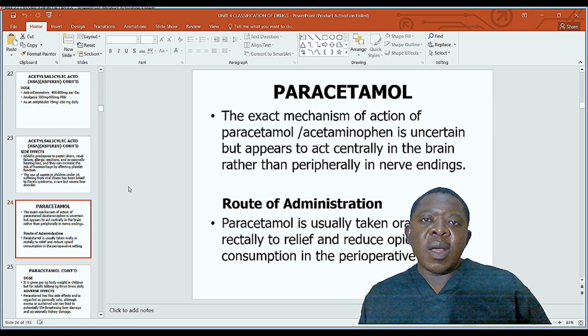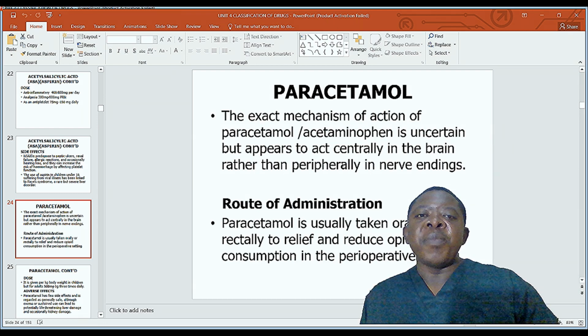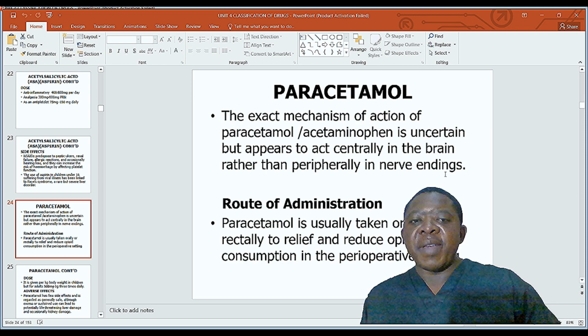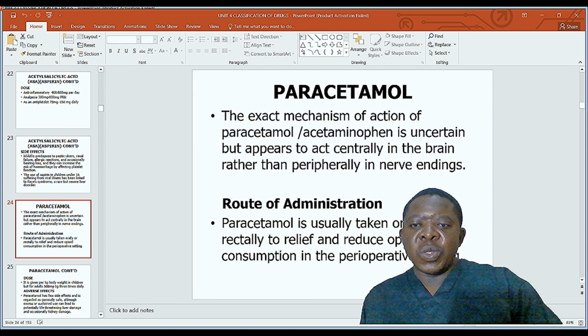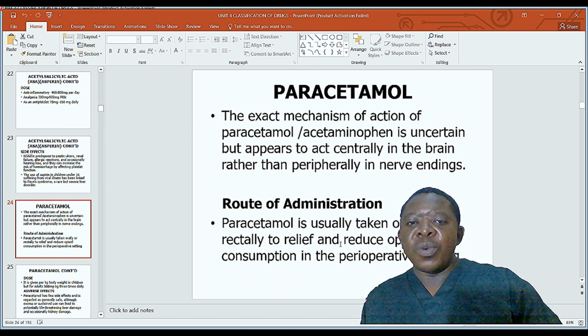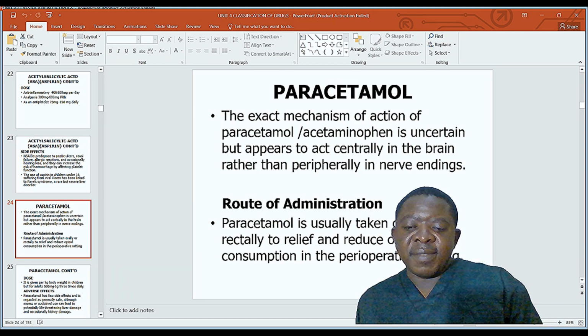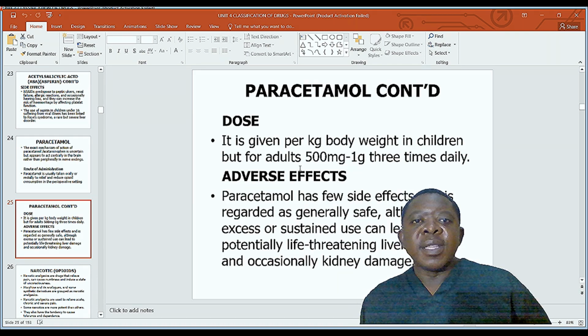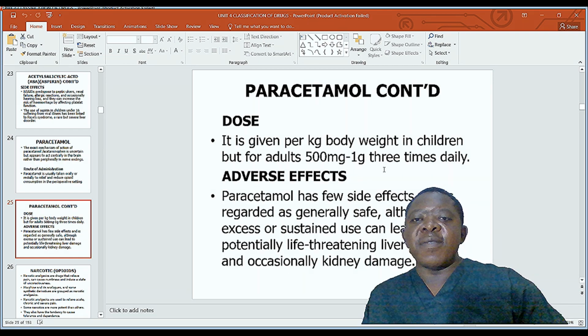Now let us look at the profile of paracetamol. The exact mechanism of action of paracetamol or acetaminophen is uncertain, but it appears to act centrally in the brain rather than peripherally in nerve endings like NSAIDs. For the route of administration, paracetamol is usually taken orally or rectally to relieve pain and reduce opioid consumption in the perioperative setting. The dose is given per kg body weight in children, but for adults 500 milligrams to 1 gram three times a day can be given.